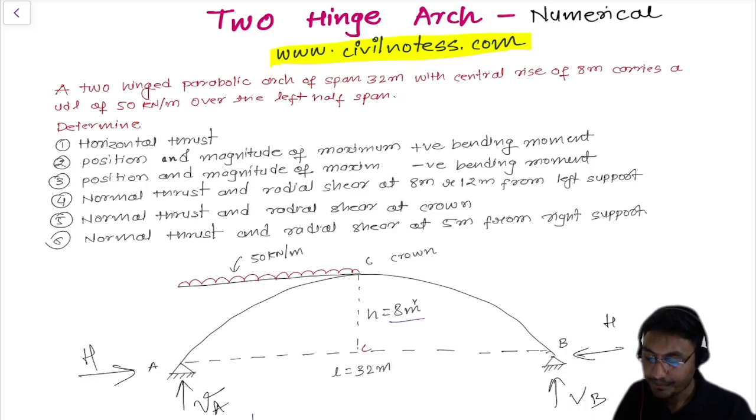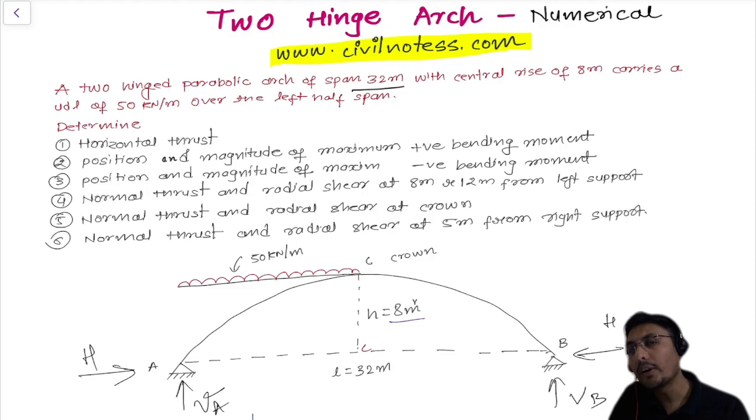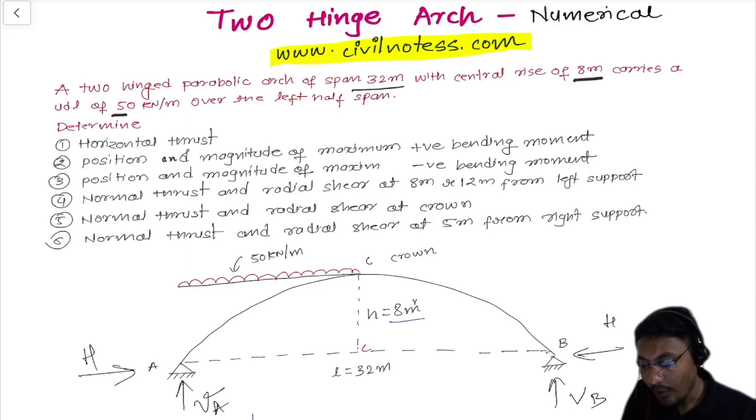So let's get started. First of all, let's understand the numerical. A 2-hinge parabolic arch of span 32 meters. So we have a parabolic arch with a span of 32 meter length, with a central rise of 8 meter, carries a UDL of 50 kilonewton per meter.